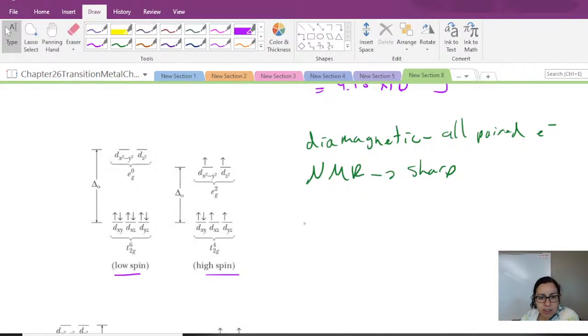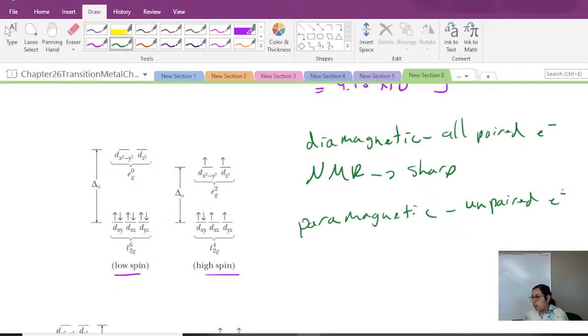Let's say you stuck it into the NMR, and instead it looks blobby and maybe spans a huge range. That means you have a paramagnetic compound, and that means you have unpaired electrons. Then from this information, and probably you would need a crystal structure, or at the very least some idea of what your structure is, from there you can determine whether your compound is low spin or high spin, potentially.